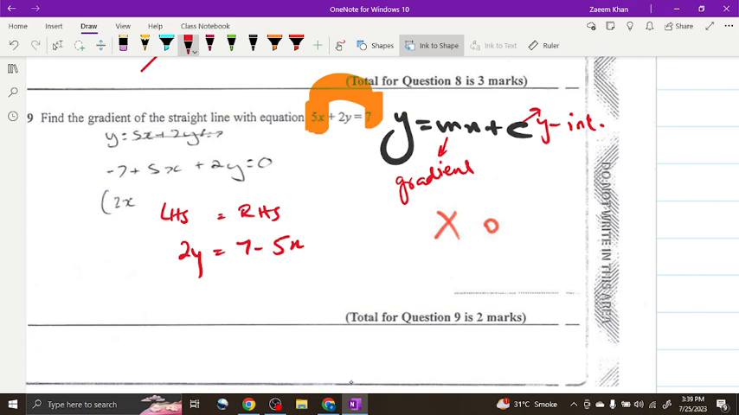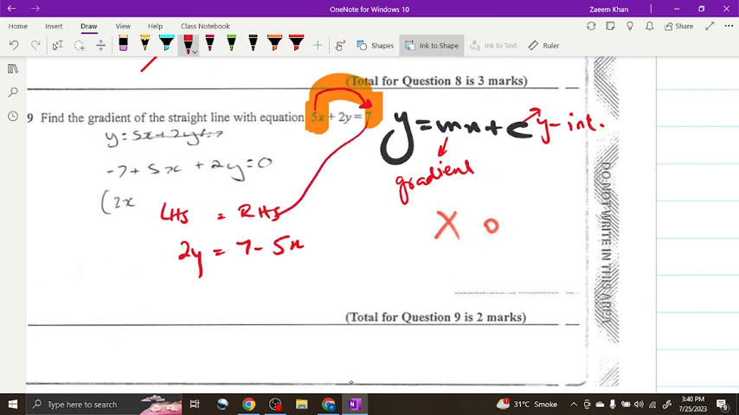How did we get rid of the 2? I'm trying to make this equation into this format, right? So what have we done currently? We've gotten rid of this 5x. We threw it on the right hand side of the equation, right? Does that make sense?